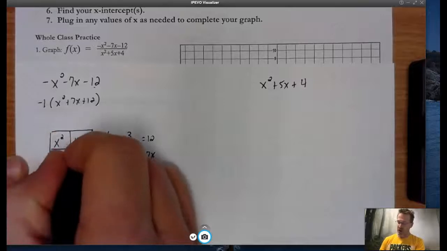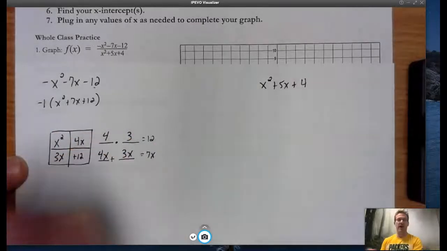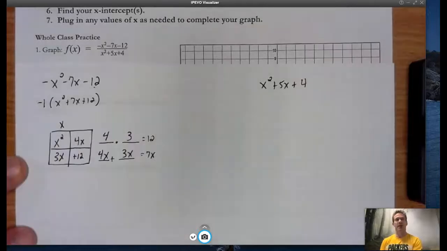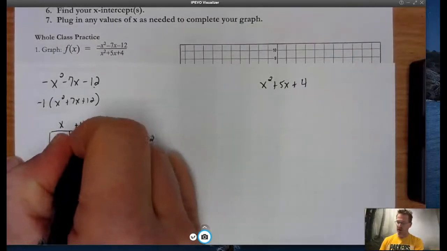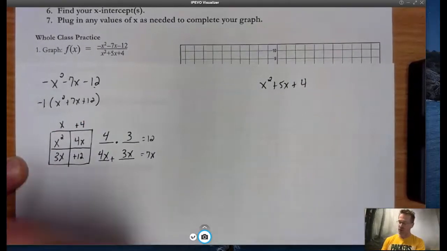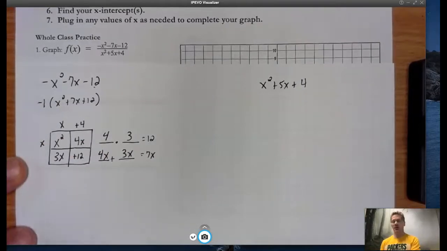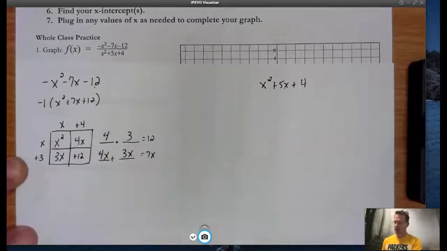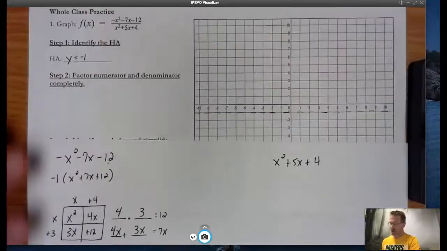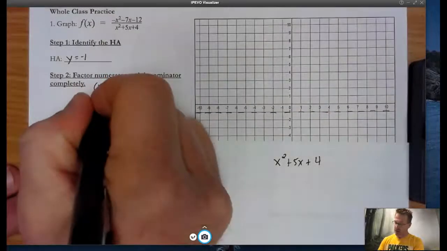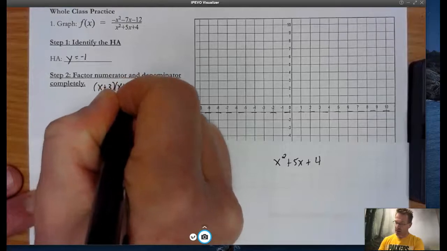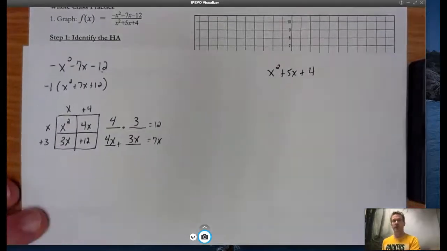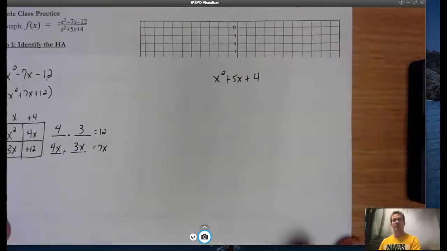I'm going to drop that 4x in here, 3x in here, and now once again we're doing those GCFs. The GCF in our first column is x, our GCF in our second column is positive 4. Our GCF in our first row is x, our GCF in our second row is positive 3. So we can see that our 2 factors of the numerator, and I'll just bring that right here, would be x plus 3 times x plus 4. So there's our numerator.